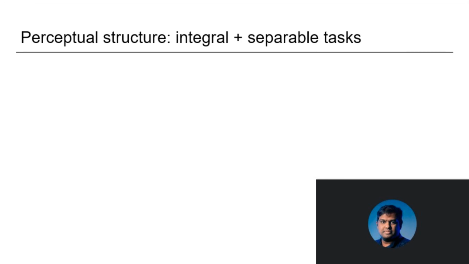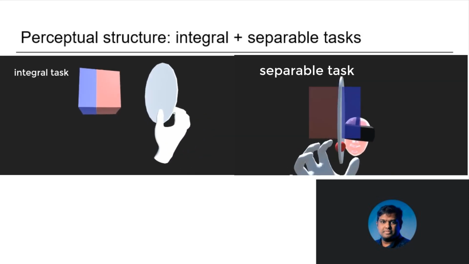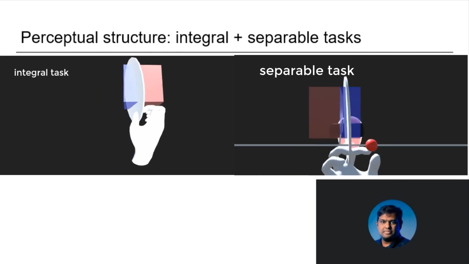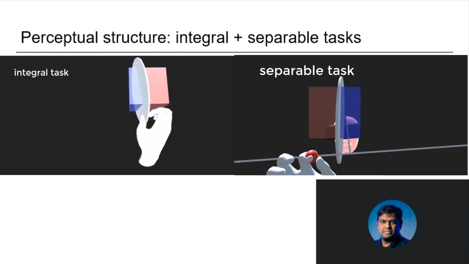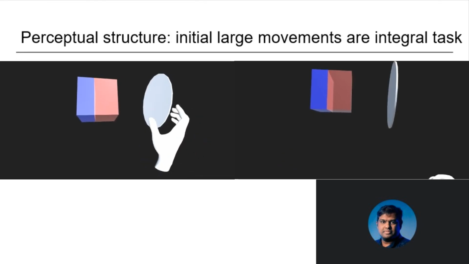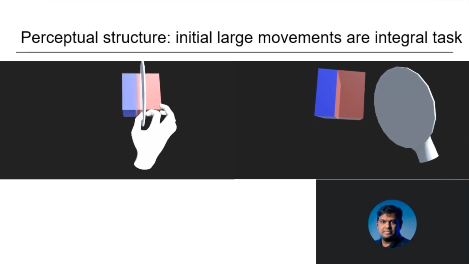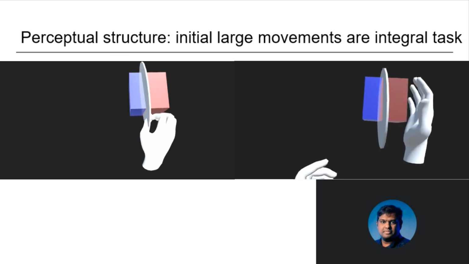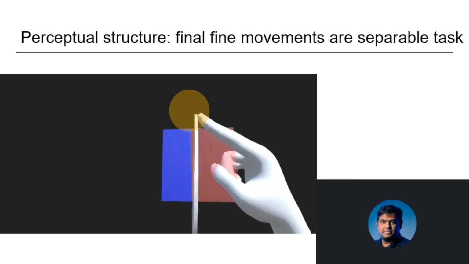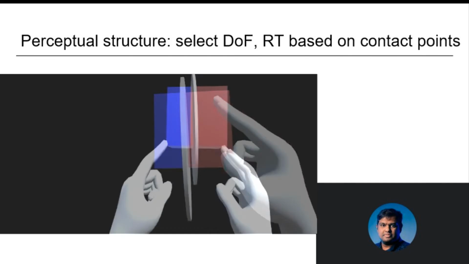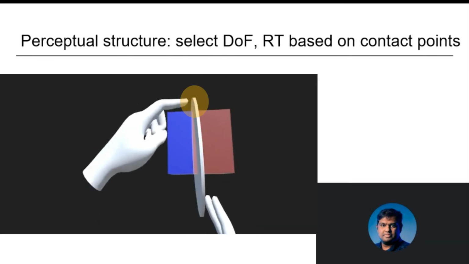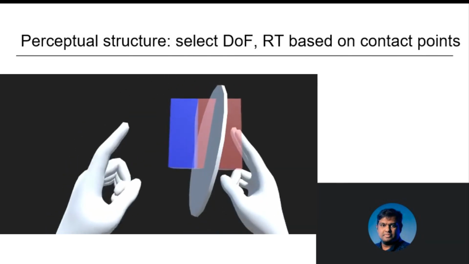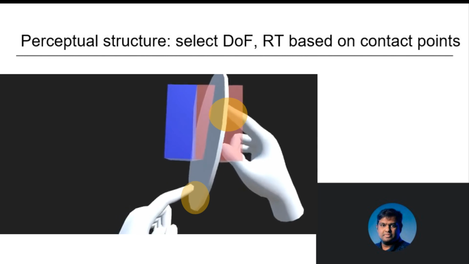Based on these results, the perceptual structure of hand-based plane manipulation in virtual reality is as follows. The perceptual structure of hand-based plane manipulation task consists of integral and separable tasks: the initial large movements as an integral task and the final fine movements as separable tasks. Interactions should dynamically select degree of freedom and RT selection based on contact points for small movements.